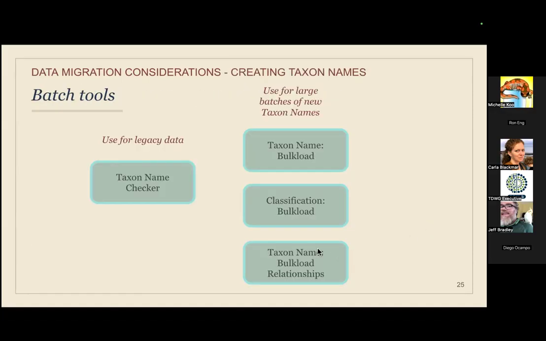And you can also bulk load name relationships. So if a whole list of species names maybe get changed because the genus has moved or something, you can bulk create a whole bunch of relationships between the old names and the new names. And it's a pretty simple bulk loader as well.